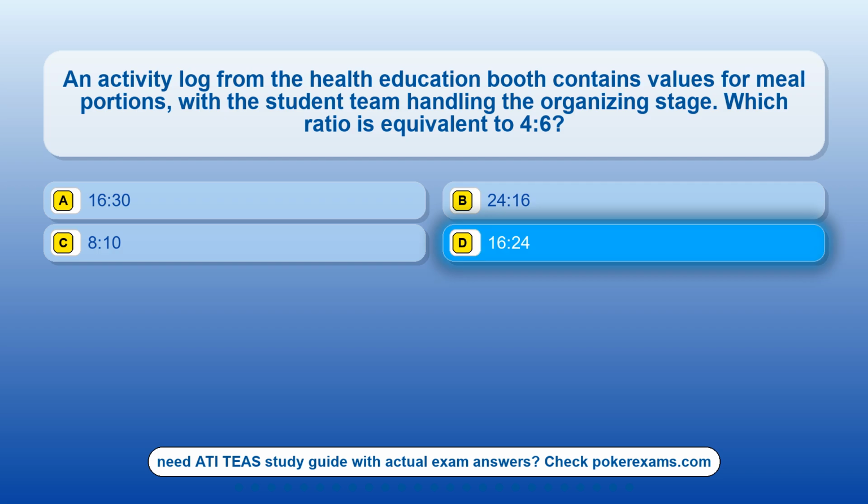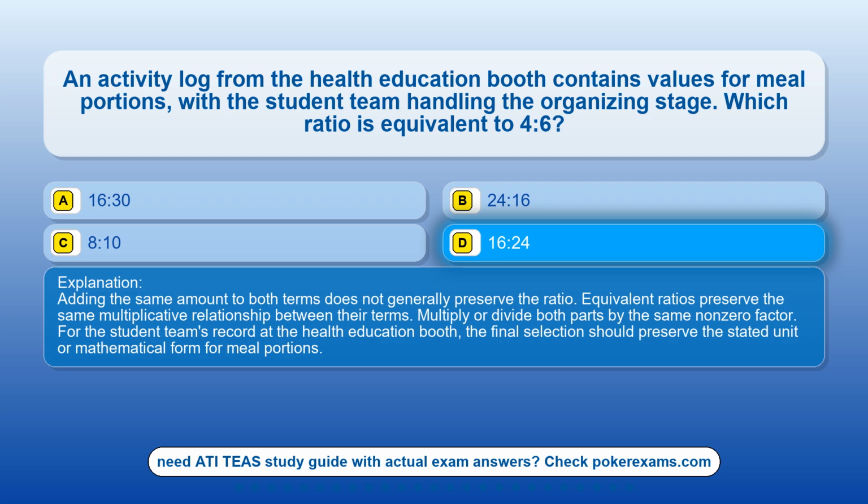The correct answer is option D 16:24. Adding the same amount to both terms does not generally preserve the ratio. Equivalent ratios preserve the same multiplicative relationship between their terms. Multiply or divide both parts by the same non-zero factor. For the student team's record at the health education booth, the final selection should preserve the stated unit or mathematical form for meal portions.